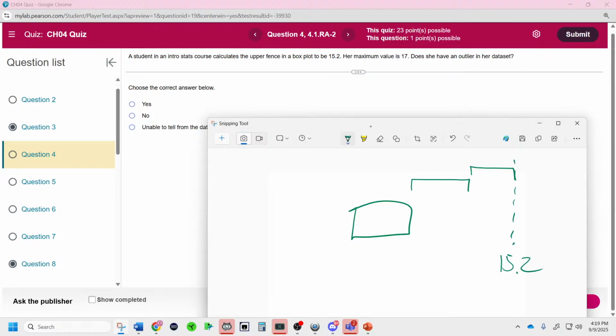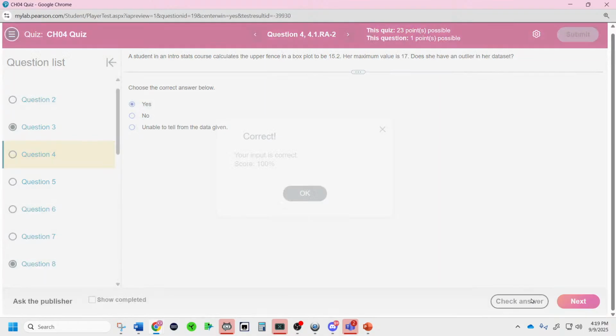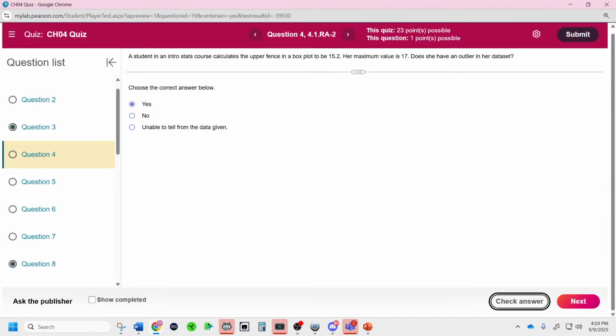So you might have a whisker that goes to there. The whisker doesn't always go to the fence. But then there's a point over here at 17. So that is definitely an outlier. You might have the median and then your whisker down there. So it's definitely an outlier because it is beyond the upper fence. The fences denote where there's outliers. So that is what we got.